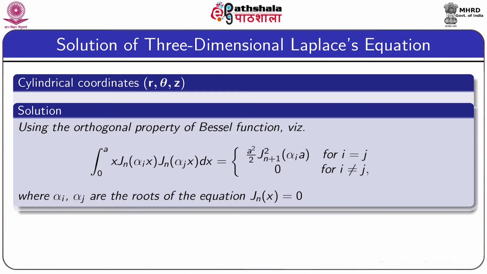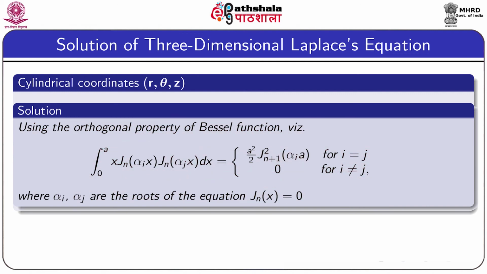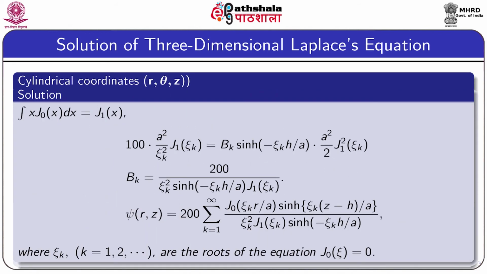You can see that there is the term alpha i alpha j. So, these alpha i alpha j are the roots of the equation J n x equals 0. And we know the relation that the integration of x J0 is J1. So, if we use this property, we can replace the integration in the left hand side here by J1. So, replacing that, we get the relation which is written here.